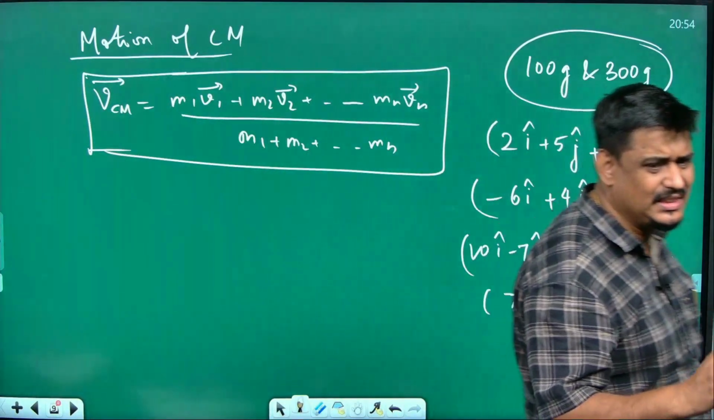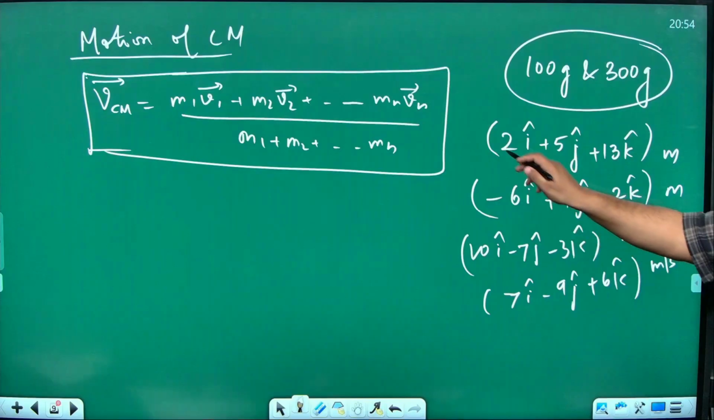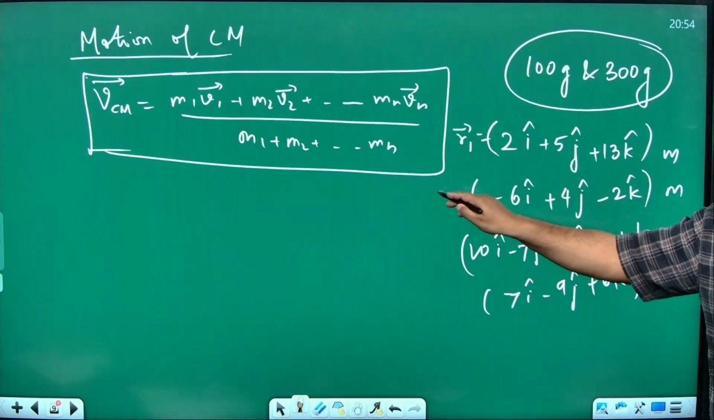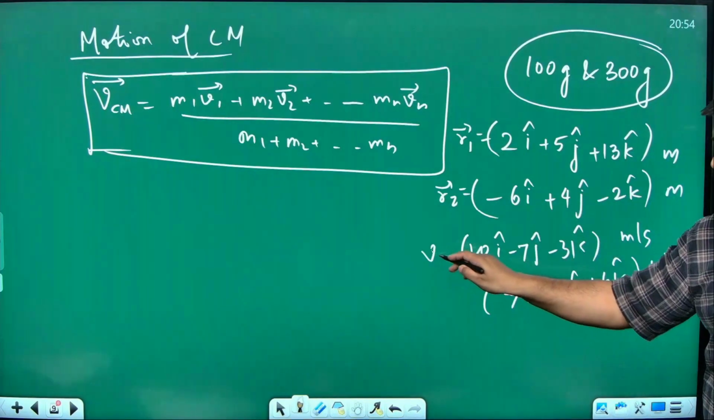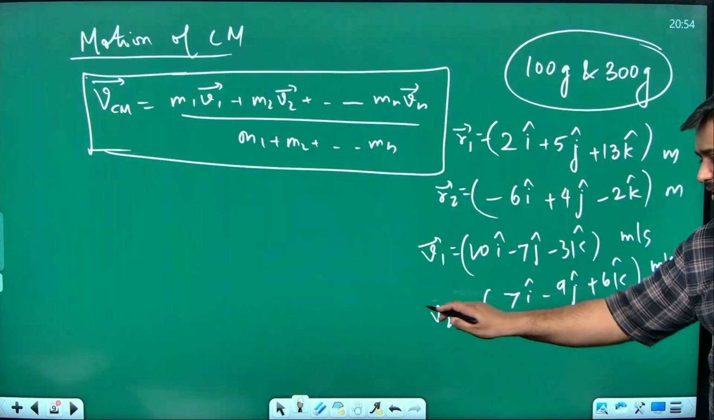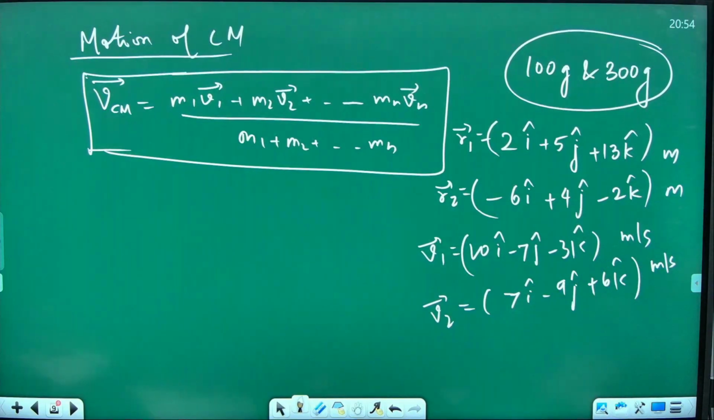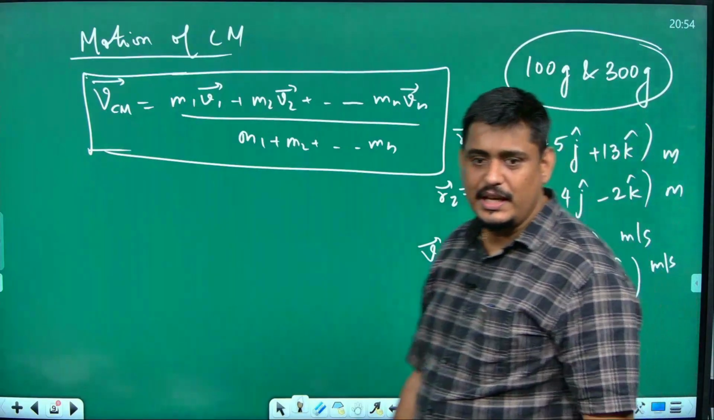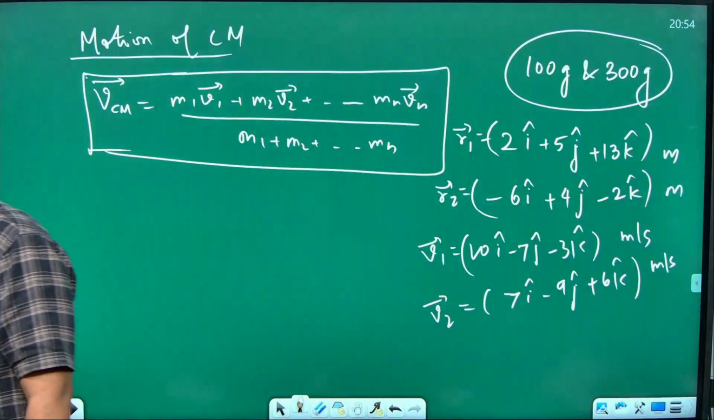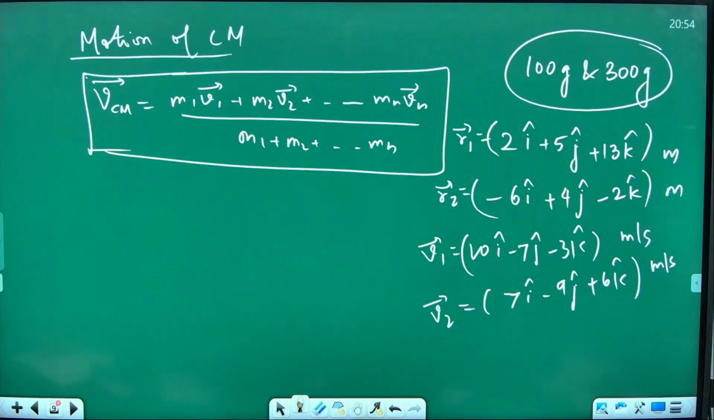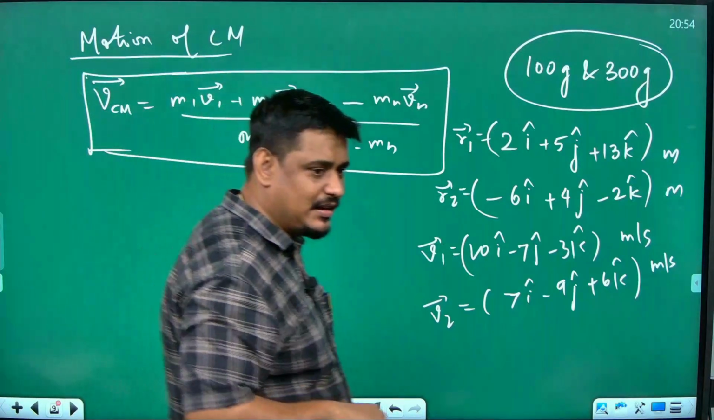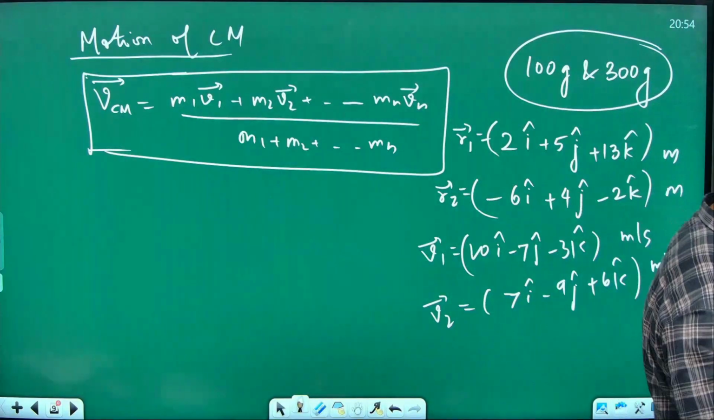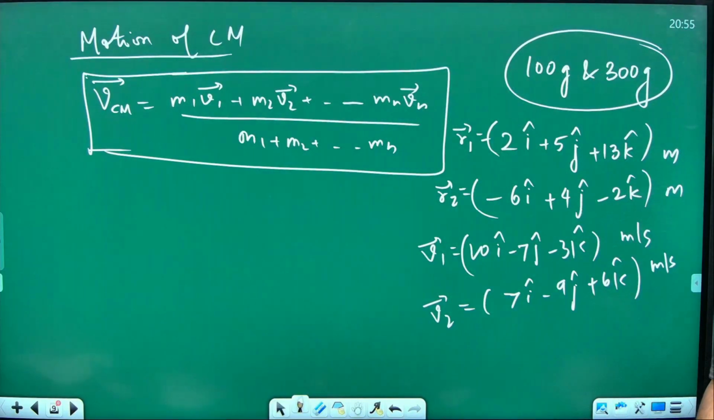Direct question, formula based. m1 is given, m2 is given, r1 vector is given, r2 vector is given, v1 vector is given, v2 vector is given. I think nothing is required to be done. Just put in the equation, get the answer, isn't it? I hope you understand what I have told now. m1 r1 vector plus m2 r2 vector by m1 plus m2 will give you RCM. m1 v1 vector plus m2 v2 vector by m1 plus m2 will give you VCM. Over. I hope you understand what I am saying by words.